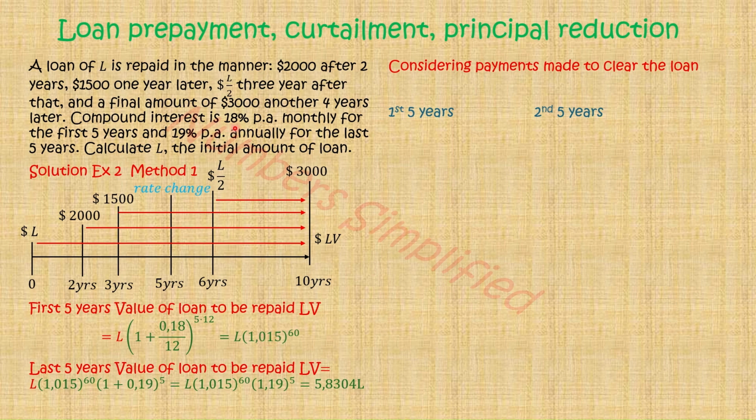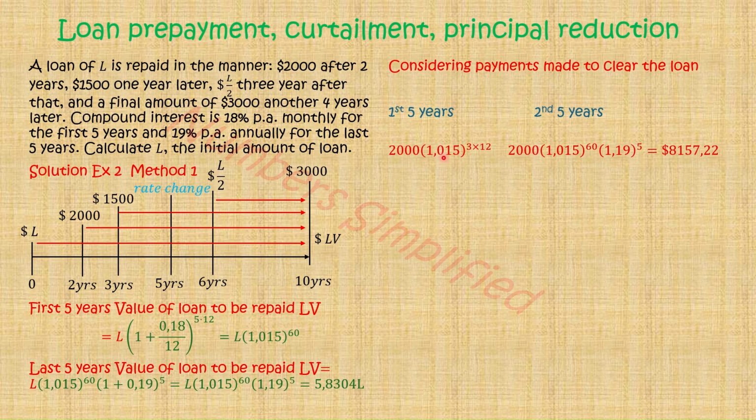0.18 in decimals. And we know that this one is compounded monthly. Therefore, we are going to have 2000 times 1.015, where we have added 1 with 0.18 divided by 12. We simplified that to get 1.015, the same as the one that we obtained for the value of the loan in the first 5 years inside the parentheses.